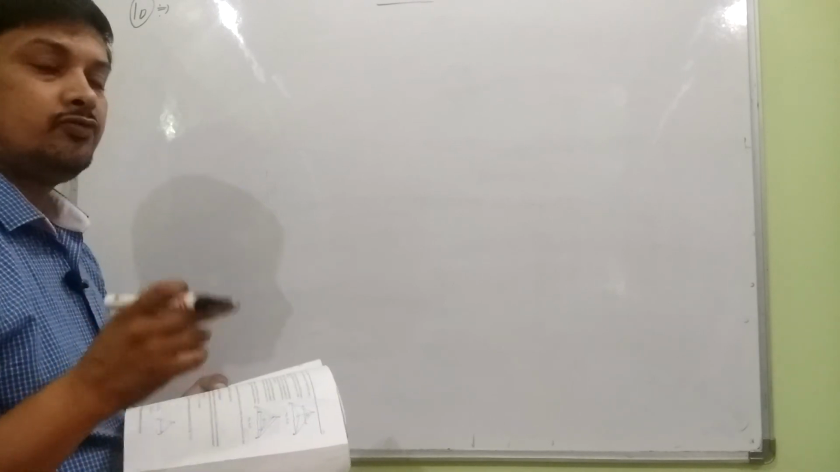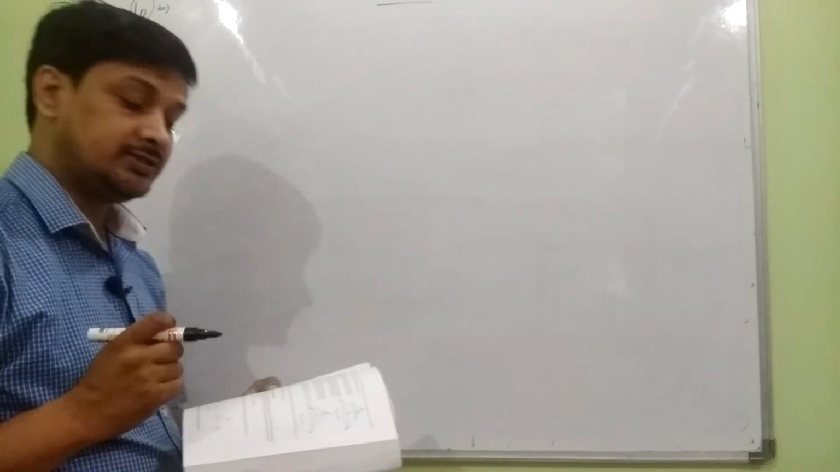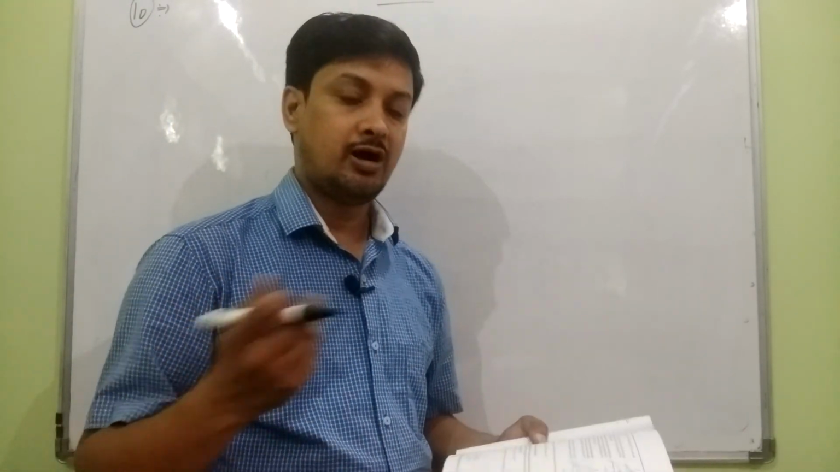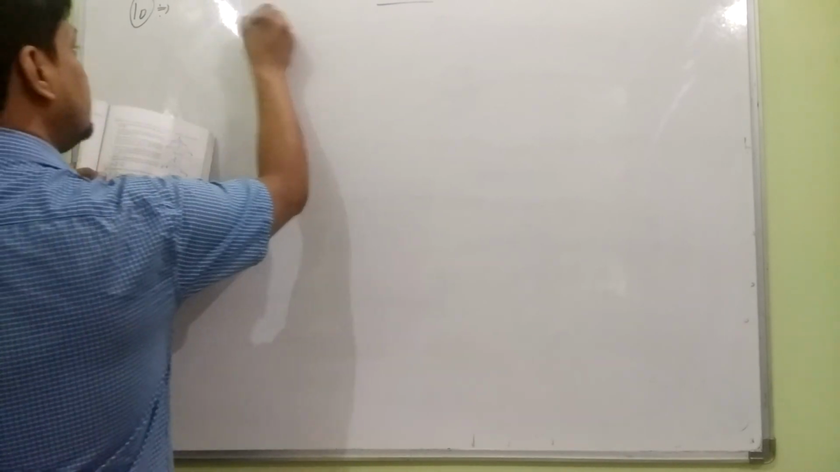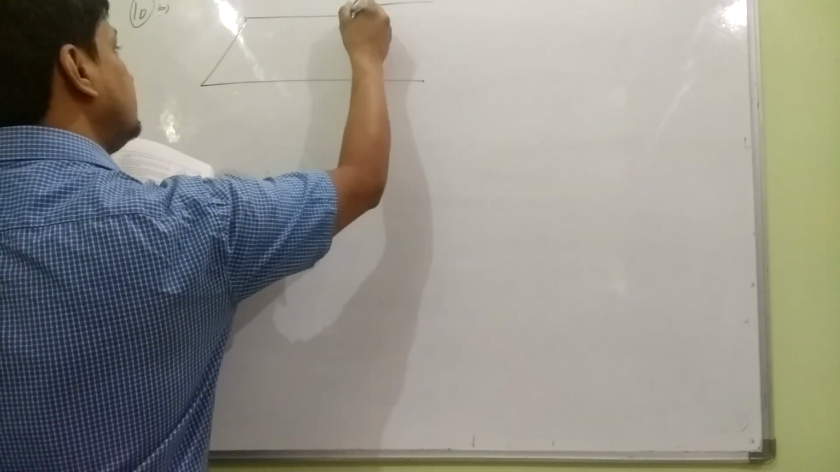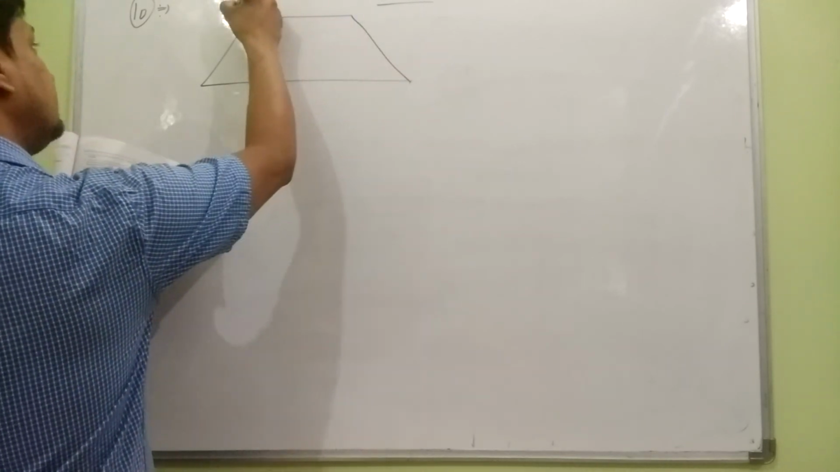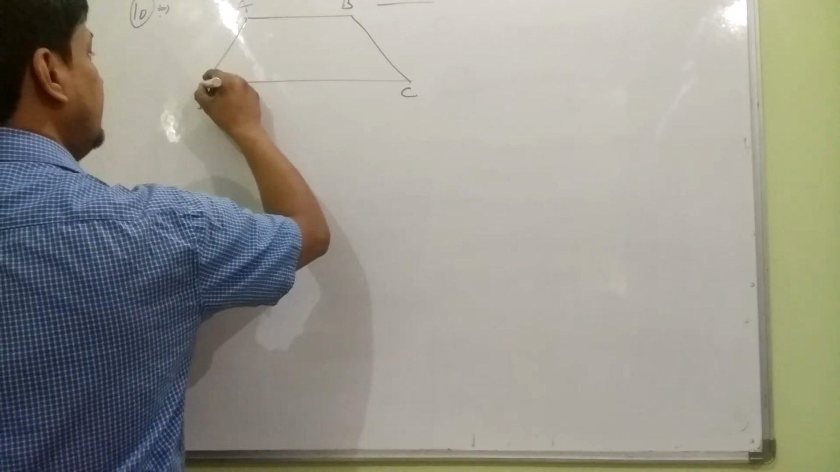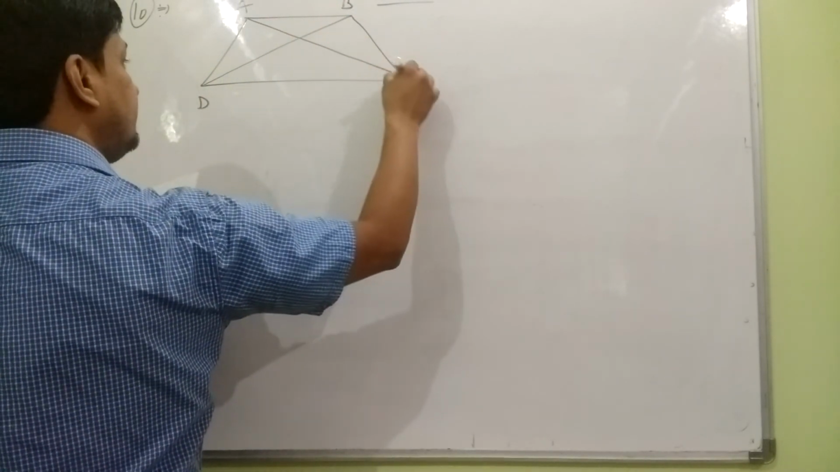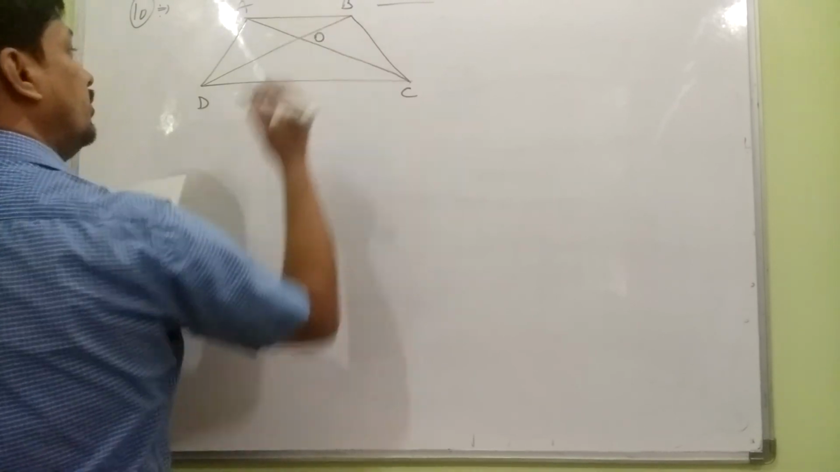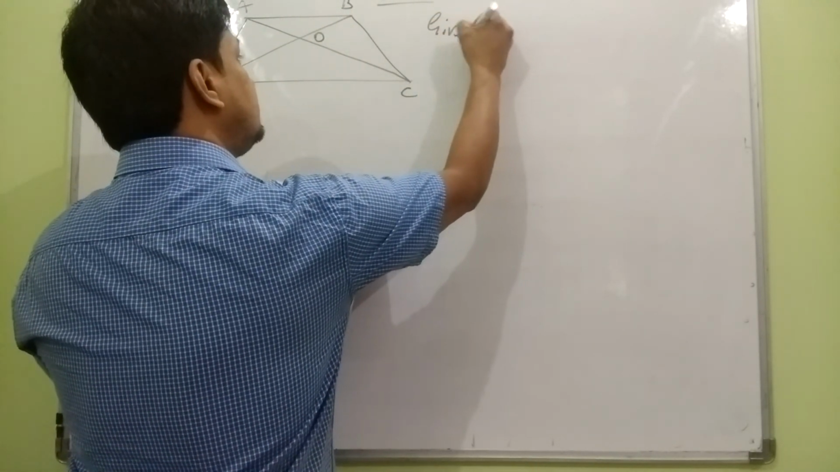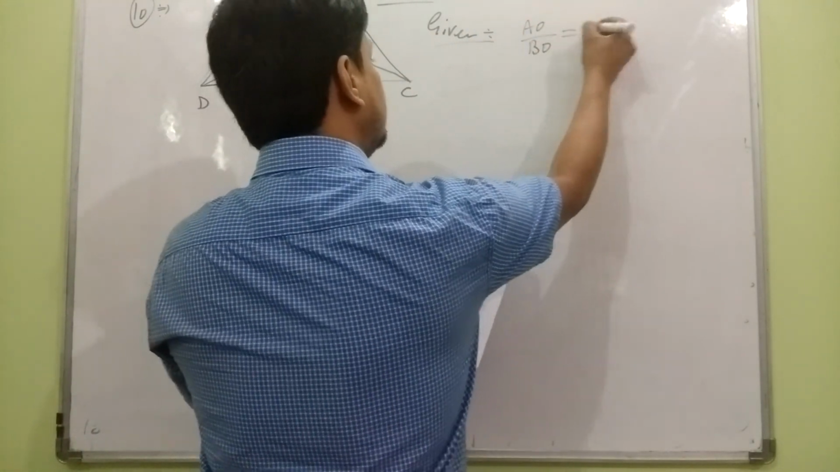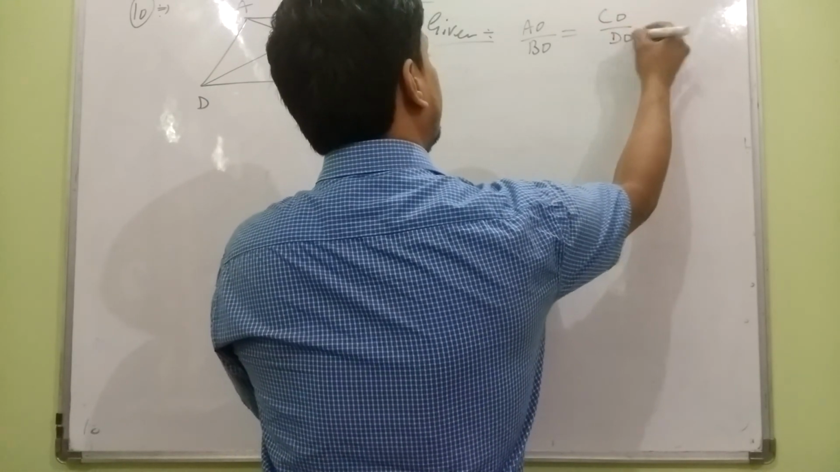In question number 9, it was given initially that ABCD is a trapezium. But this time we have to prove ABCD to be a trapezium. So how to do this? First of all, we are given a quadrilateral. Let us consider this is the quadrilateral, its name is ABCD. Same figure we can make as in question number 9, and its diagonals intersect each other at point O. What is given to us is AO upon BO is equal to CO upon DO.